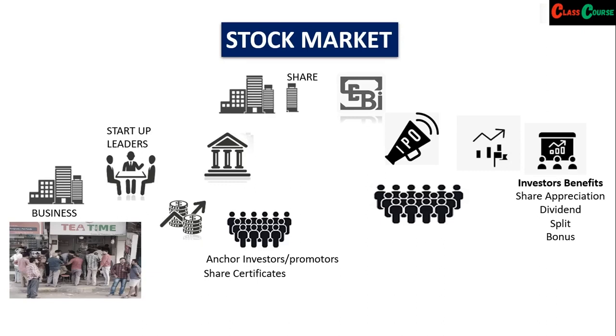So what happens? Once the company is giving a dividend of 2 rupees per share, the share price will now go to 98, and it will start trading from 98. So this is how the dividend works.